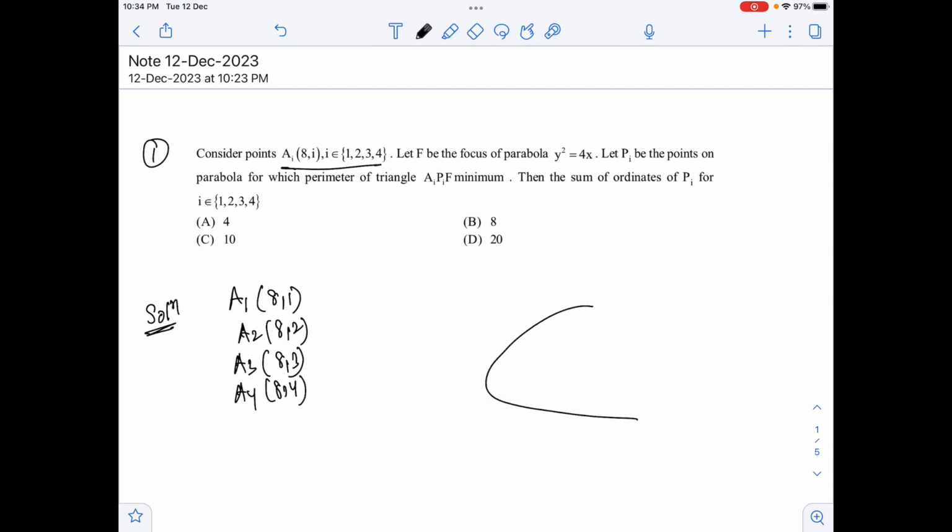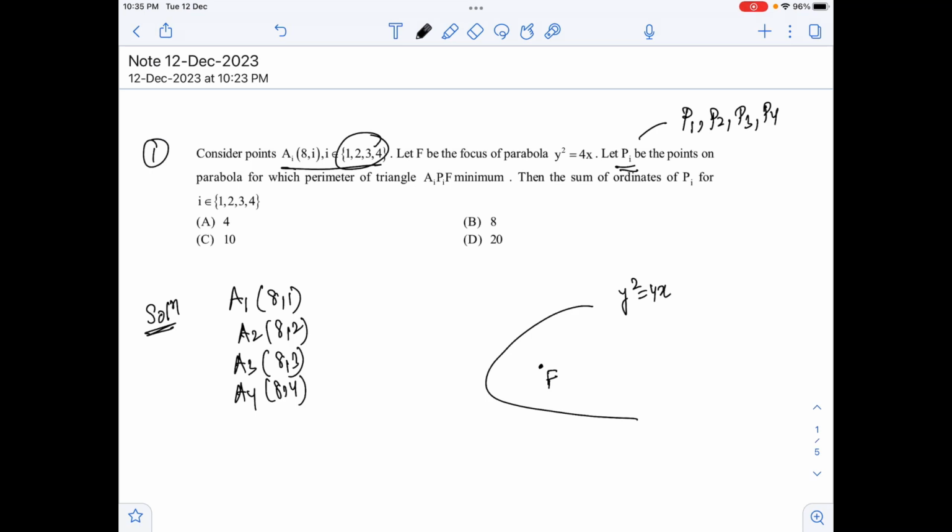Let the focus of the parabola y square equal to 4x. So y square equals 4x is a parabola given. Let's say its focus is F. Okay, so they have already given, let F be the focus of the parabola. Let Pi be the points on the parabola. So we have points like P1, P2, P3 and P4, because i is already running from 1 to 4. So Pi is the point.